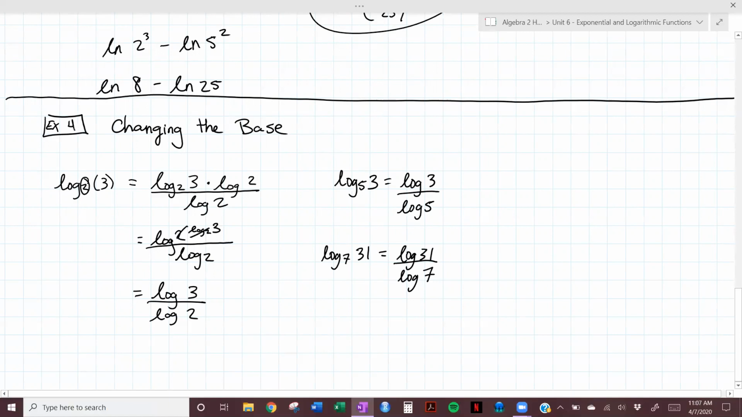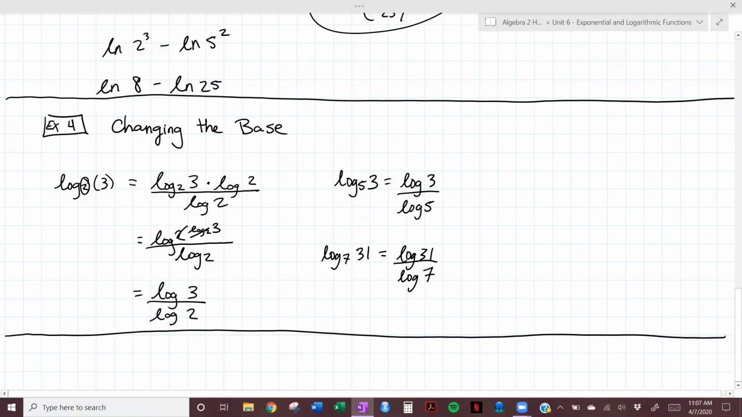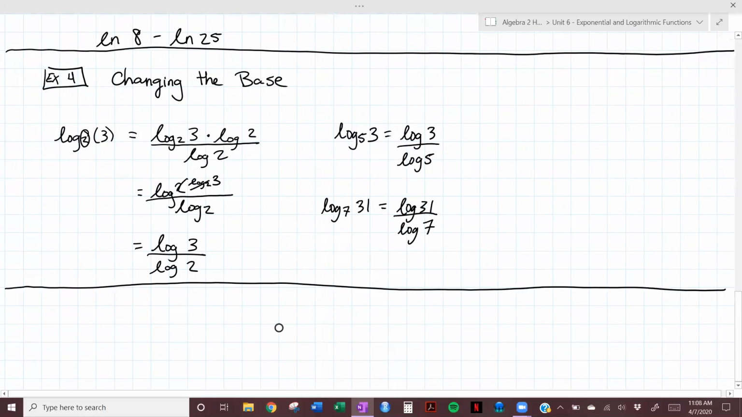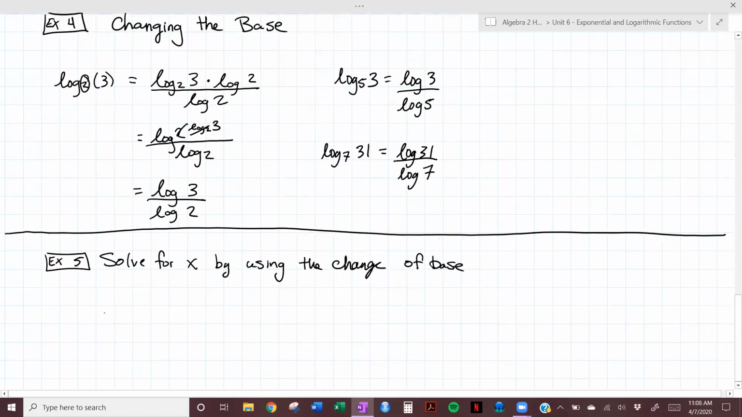Okay, and then the final example is going to show you how to solve for x using the change of base. So solve for x by using the change of base. All right, so we are presented with the problem. What is the solution? 2 to the x equals 7. Okay, so how do we do this?